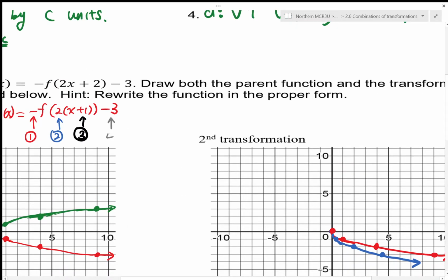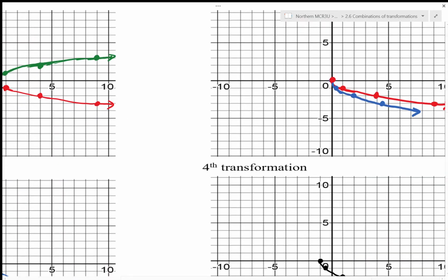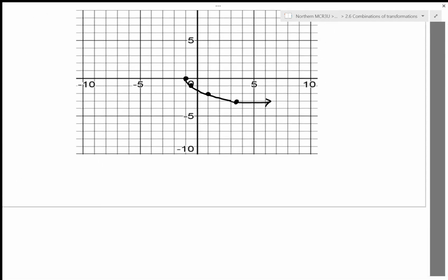So our final one is going down by 3. So we go down by 3. So all the y values go down by 3. So it's at -3, -4, -5, and then -6. So our graph then looks like this. So at the end, it looks like this.